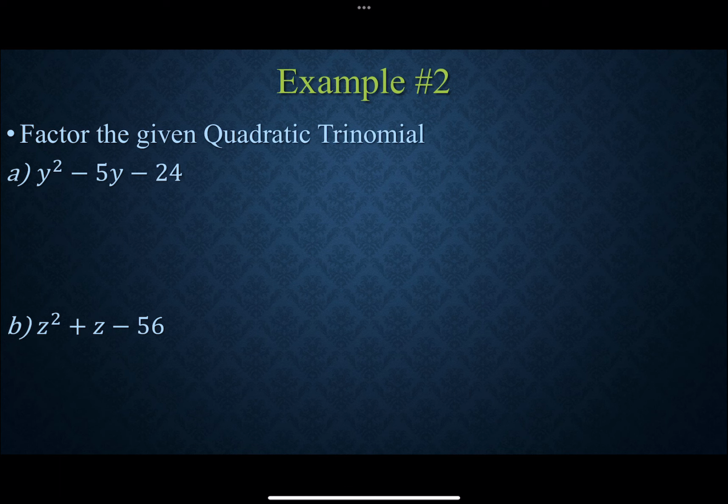Now, when the constant at the end is a negative, then the numbers will be opposite signs. They're going to technically then subtract. We show a positive and a negative. The bigger number will match the sign of the middle term. So for a right here, y squared minus 5y minus 24, the bigger term will be negative to make it a negative 5. So we would have 1 and negative 24, 2 and negative 12, 3 and negative 8, 4 and negative 6. So we're seeing to make negative 5, it would be 3 and negative 8. So it's y plus 3 and y minus 8. That's our factoring pair there.